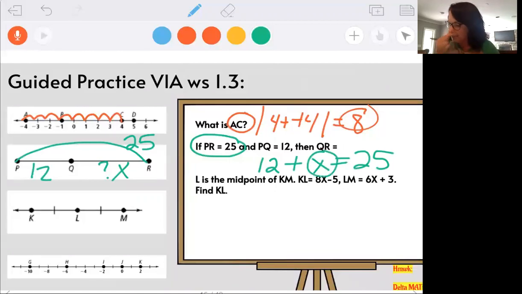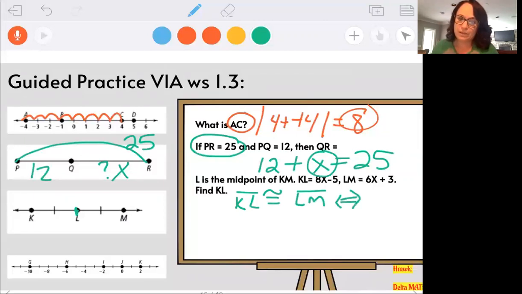All right, next it says L is the midpoint of KM. Okay, so L is right smack in the middle. What that means is the distance between K and L is equal to the distance between L and M. Or you could write KL is congruent to LM. That's the exact same thing. This symbol means if and only if. You're going to learn it later. If their measures are equal, the segments are congruent, the measures, the lengths, are equal.